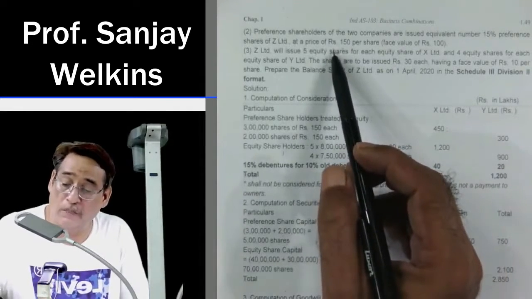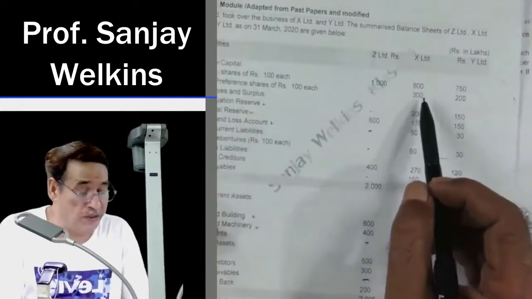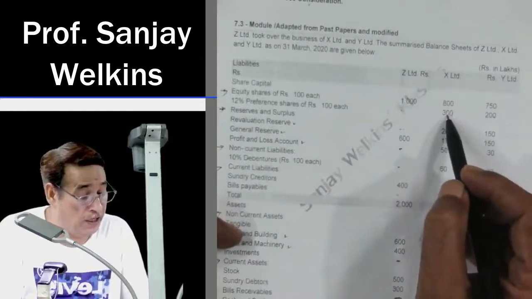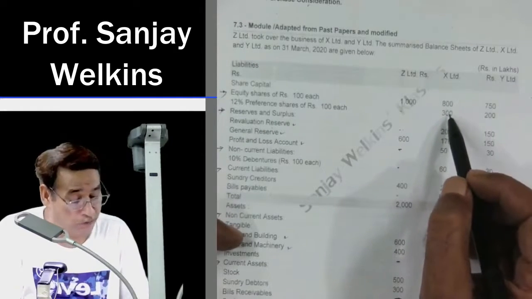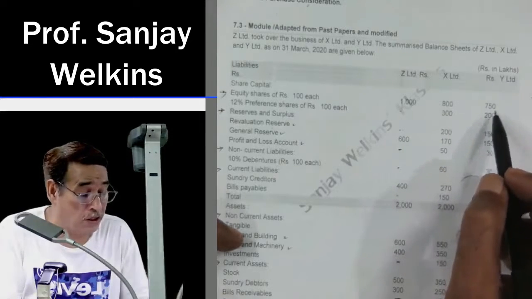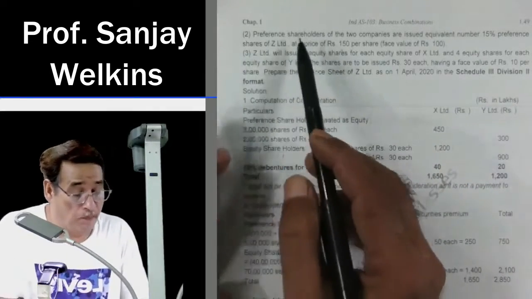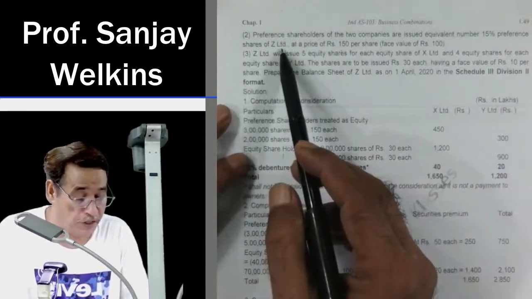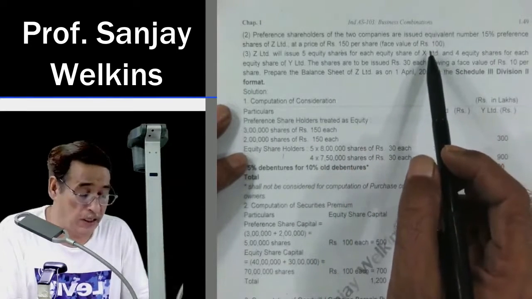Now if I look into the balance sheet once again, over there I find that 12% preference shares are there of X Limited and their face value of course is 100. 300 lakhs worth of preference share capital is of X Limited and 200 lakhs worth of preference share capital is of Y Limited. Correct? Now the question states, preference shareholders of the two companies are issued equivalent number of 15% preference shares of Jet Limited at a price of 150 per share and face value is 100.